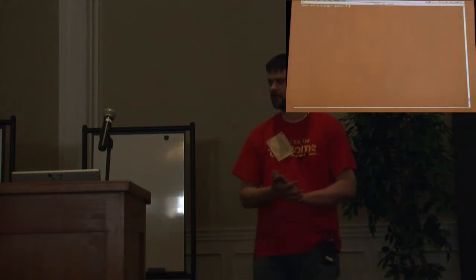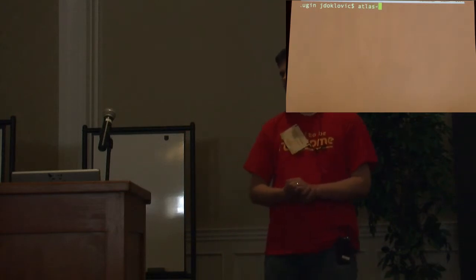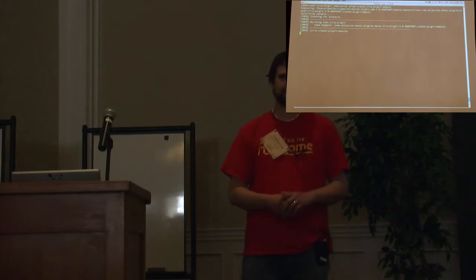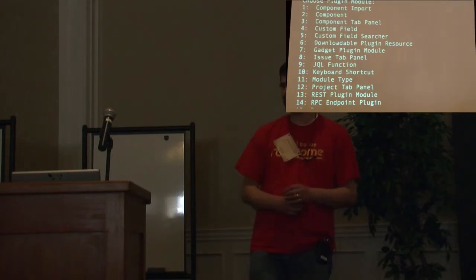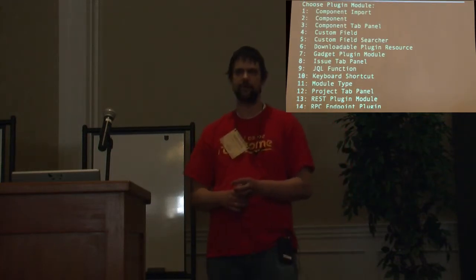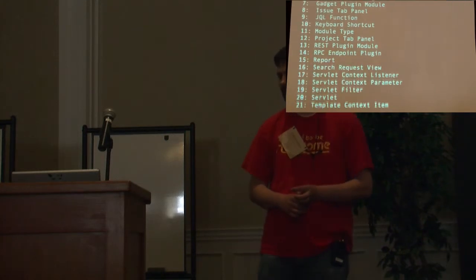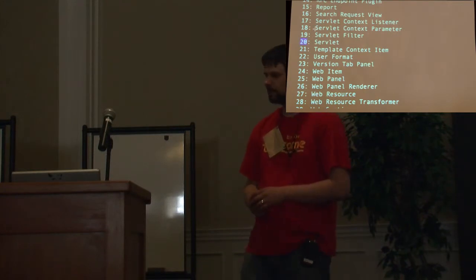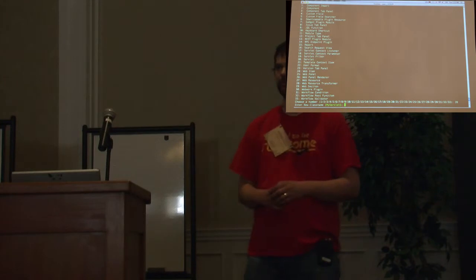So let's hop over to our command line, and we're going to run a new command, and that is called Atlas Create, in this case, Jira plugin module. So that's Atlas Create Jira plugin module. We'll go ahead and hit enter. And that's going to bring up a list of all the available plugin modules for the version of Jira I have in my POM. If we take a look at this list, we can see that some of the modules in here are for cross-product. Some are specific to Jira. In this case, I'm going to choose the servlet module, which, as we can see, is number 20. And so I'll just go ahead and type in number 20.